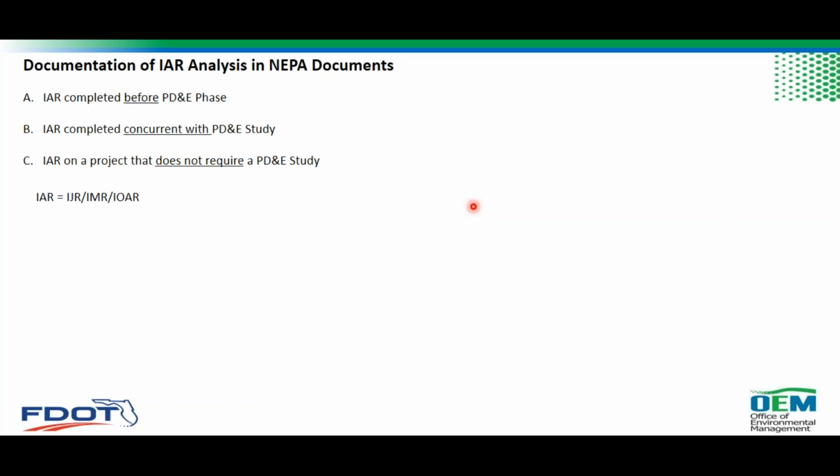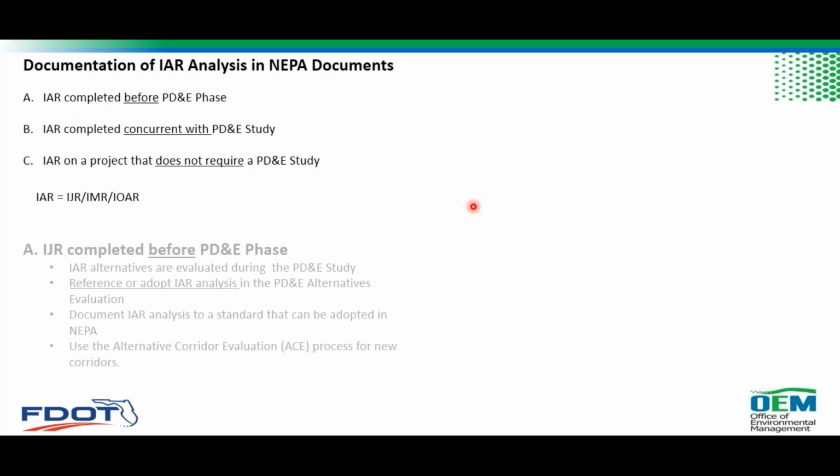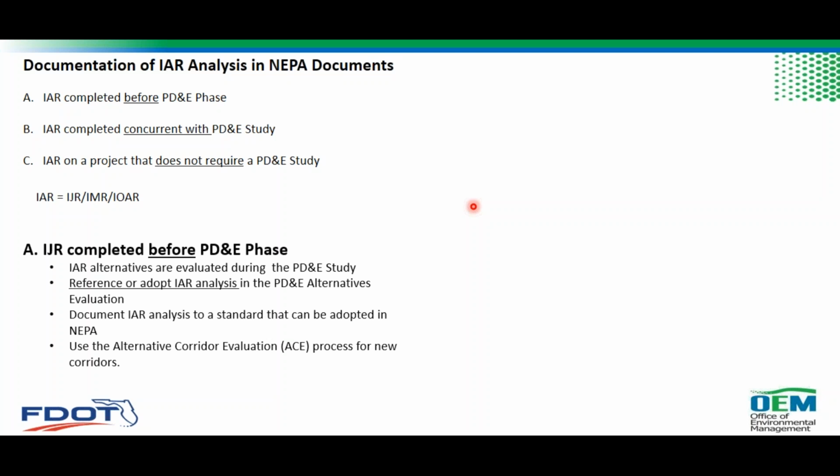There are three types of documentation, depending on where the IAR happens: if the IAR is completed before the PD&E phase, or concurrent with the PD&E study, or does not require a PD&E study. So if the IAR is most likely completed before the PD&E phase, the alternatives are evaluated during the PD&E study. We expect that we're going to be coming with a single IAR alternative recommendation to the PD&E study. However, we have to reevaluate again.